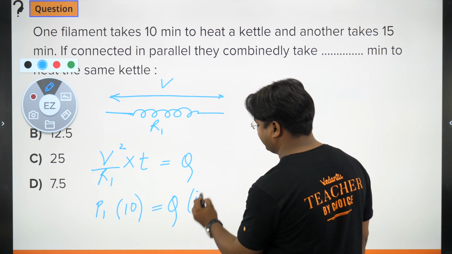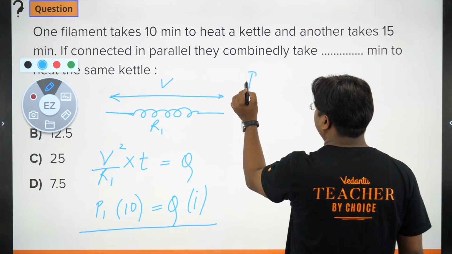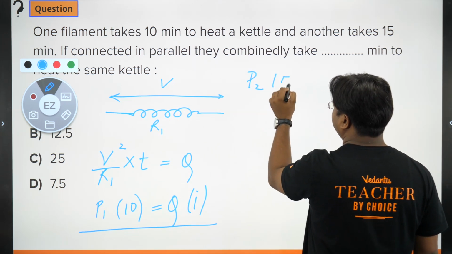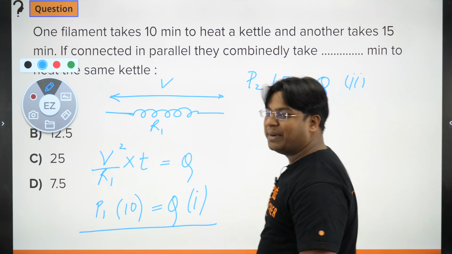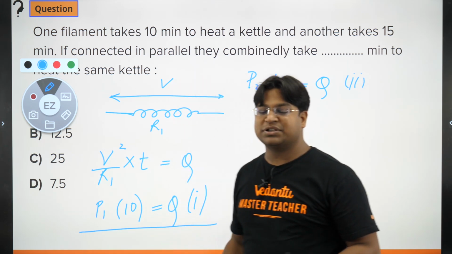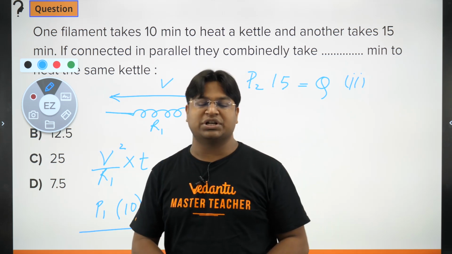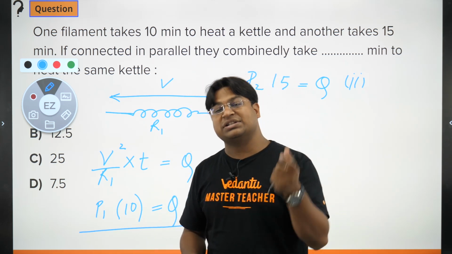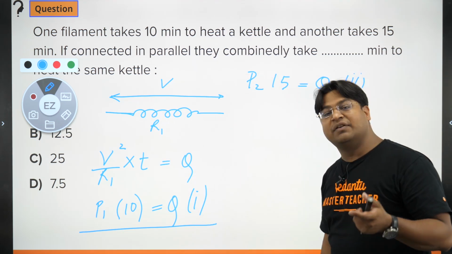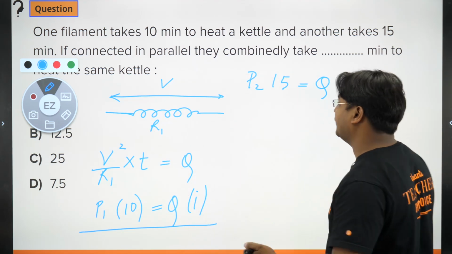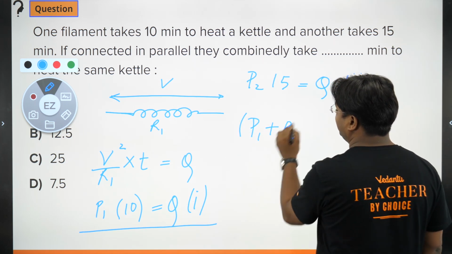So I can frame this as the first equation. Similarly, power developed by the second filament into 15 is equal to the same amount of heat. Now when we combine them parallelly, what happens? We expose this parallel combination to the same potential difference. So each resistance still gets the same amount of potential difference across it. So each filament will produce the same power as it was producing before. So now the total power produced will be given by P1 plus P2. I hope you are getting my point.